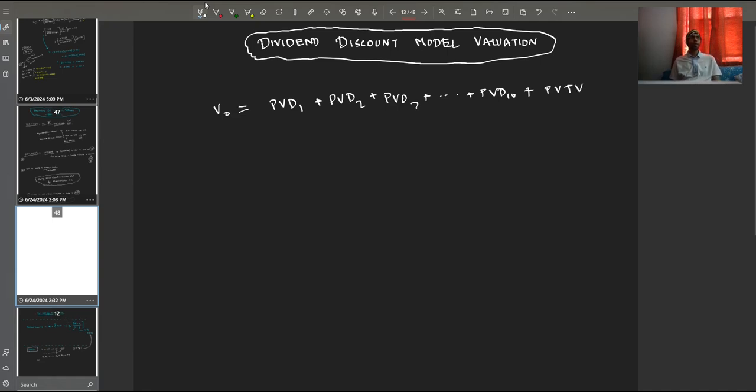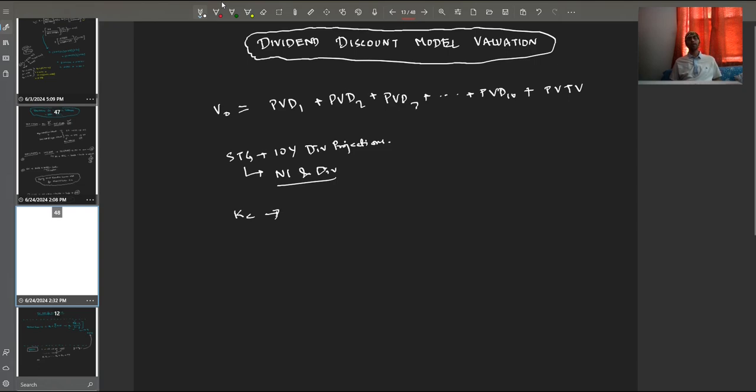Now, how do we measure each of them? First, we have to find out a short-term growth rate which will define the 10-year dividend projections. This you will find out from existing net income and dividend payouts only. We will see how to do that. This will help us find out the projected dividends D1, D2, D3 till D10. And to find out the present values of these dividends, we'll need to find out the cost of equity.